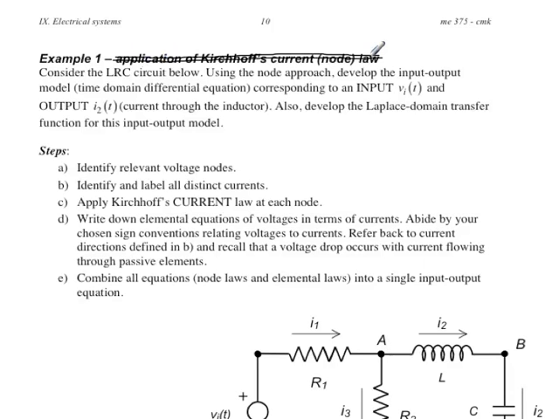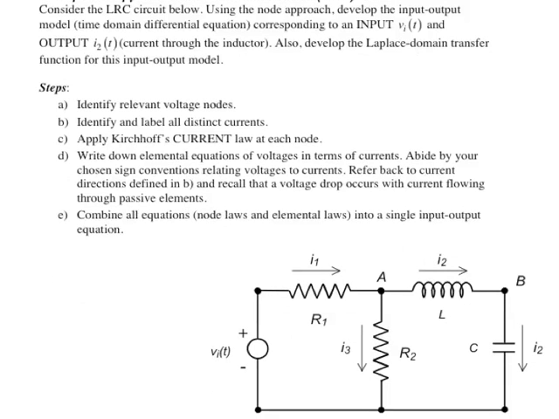And what we want to come up with is, for an input voltage there of VI, a differential equation which describes the output current that goes through the inductor right here. That's our goal. So the steps we're going to go through are listed here, and we'll go through them one by one as we get to that point.